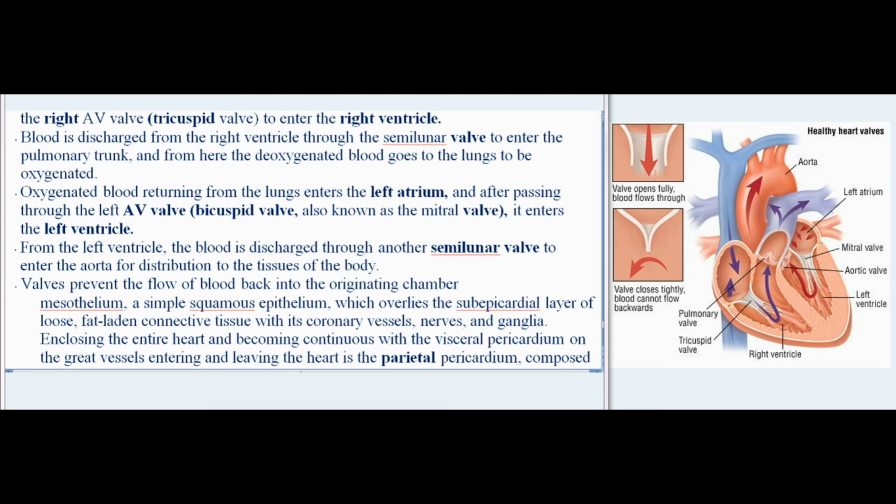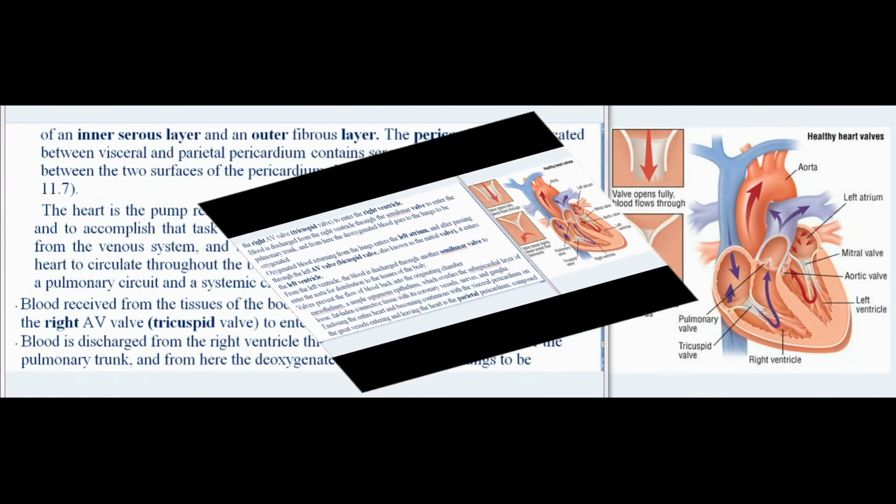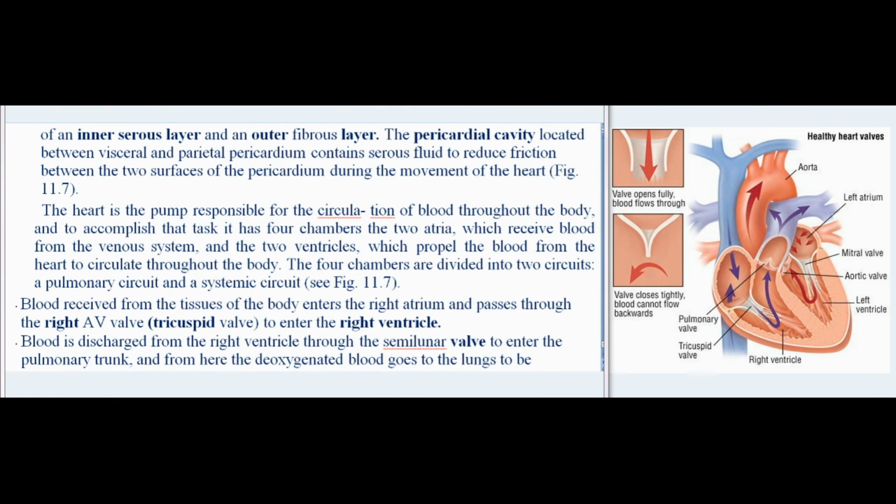Mesothelium, a simple squamous epithelium, overlays the subepicardial layer of loose, fat-laden connective tissue with its coronary vessels, nerves, and ganglia. Enclosing the entire heart and becoming continuous with the visceral pericardium on the great vessels entering and leaving the heart is the parietal pericardium, composed of an inner serous layer and an outer fibrous layer. The pericardial cavity, located between visceral and parietal pericardium, contains serous fluid to reduce friction between the 2 surfaces of the pericardium during the movement of the heart, Fig 11.7.